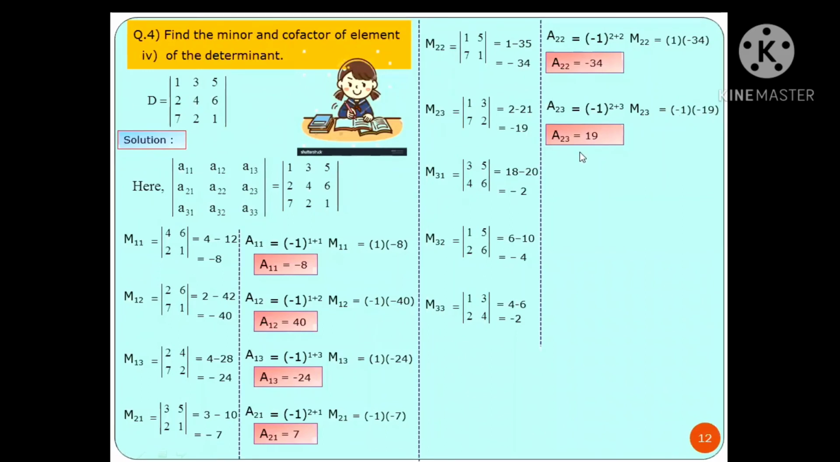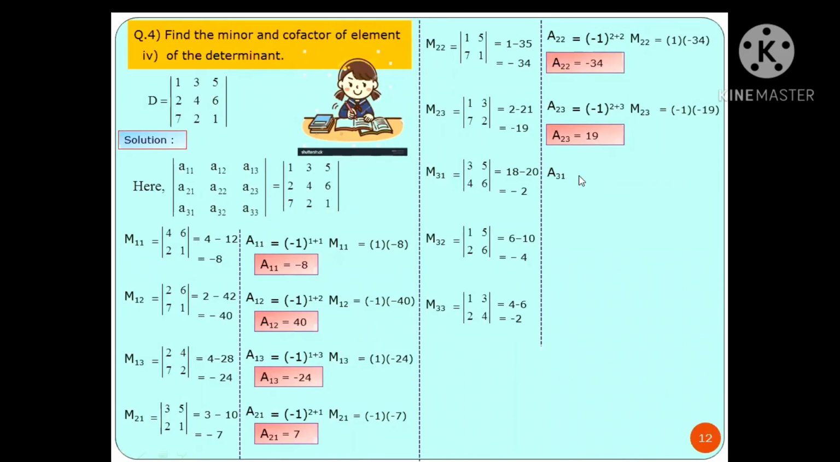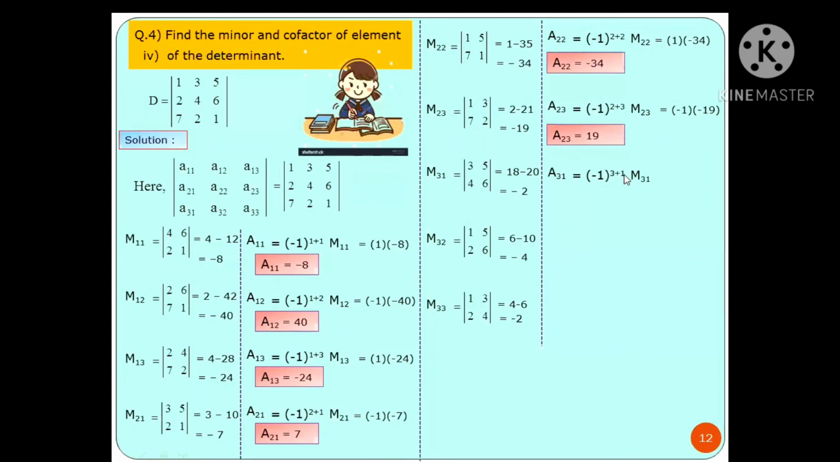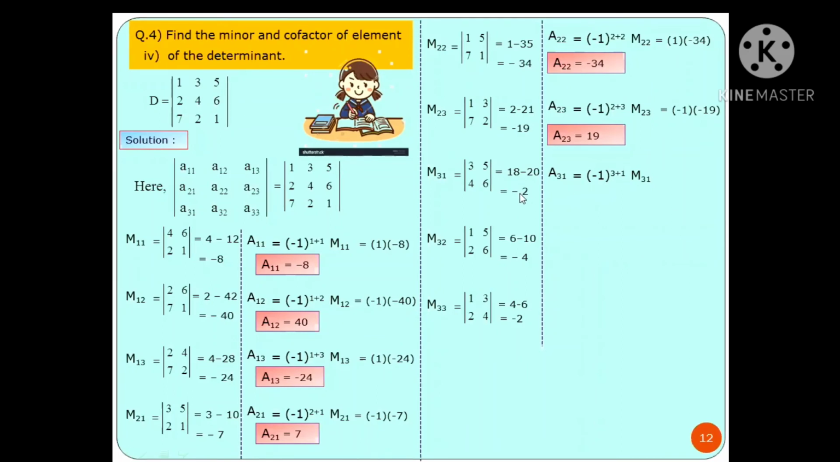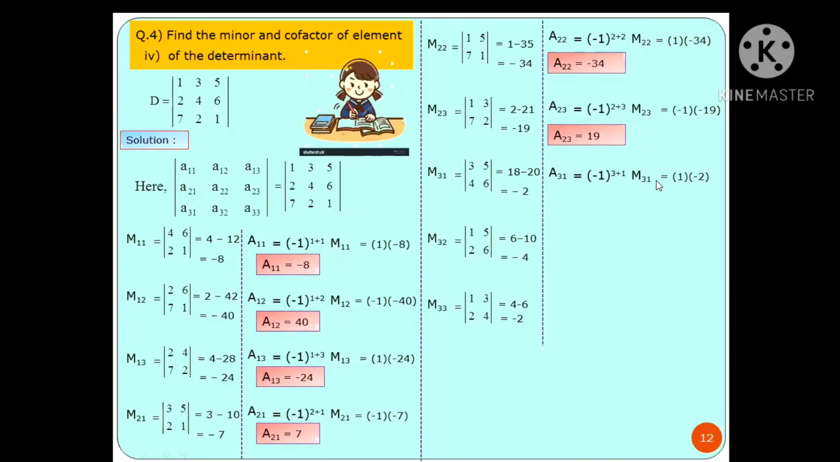Next, the value for cofactor A31 is obtained from minor M31 with the formula minus 1 raised to power 3 plus 1 into M31. The sum 3 plus 1 is 4, minus 1 raised to power 4 is plus 1, and the value for M31 is minus 2. 1 multiplied by minus 2, the product is minus 2.